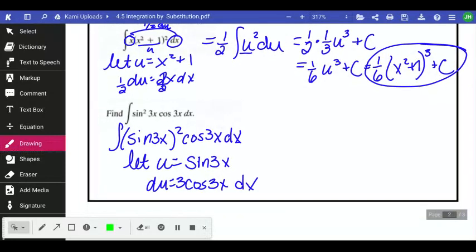Now, if you look, this is u, and I have to make my du some version of this, except my du is 3 cosine 3x, and I need it to be cosine 3x dx. So how do I get rid of this 3? Multiply by a third. Yeah, so to get rid of it, you got to do an opposite operation. So you're going to divide both sides by 3 or multiply by 1/3.